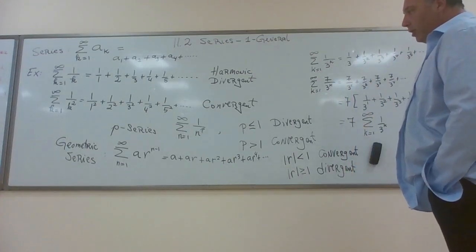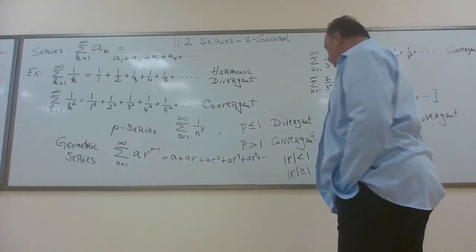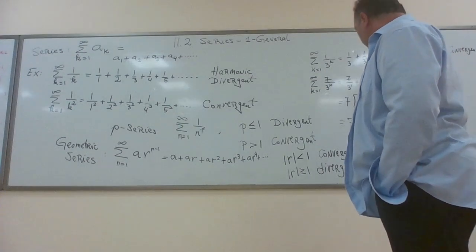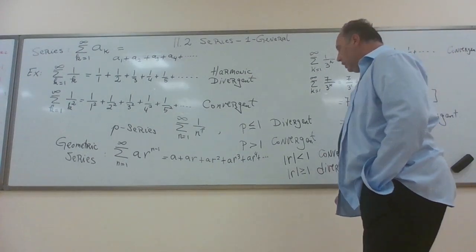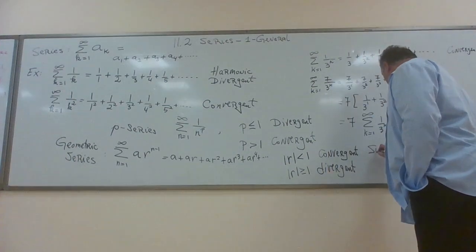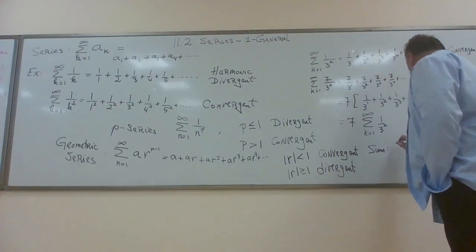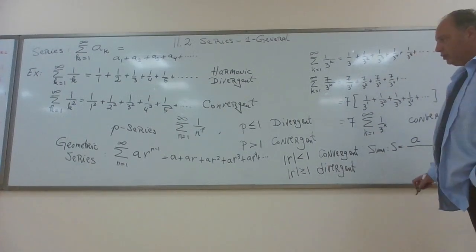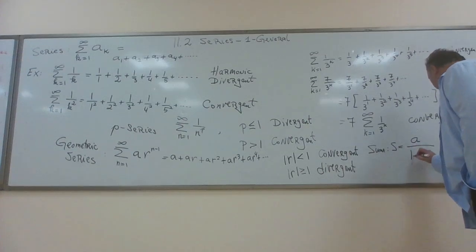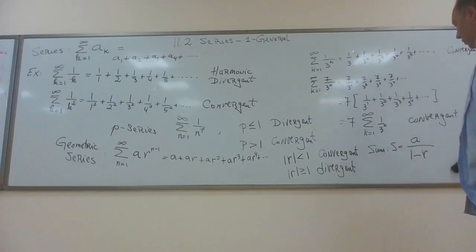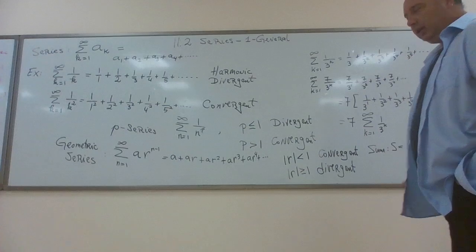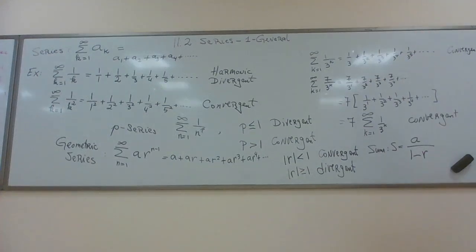Now the good news about geometric series, this is one of the rare cases where we actually have the sum when the series is convergent, and the sum is given by an expression. So the sum S is the first term A, the argument, divided by 1 minus R. So that's when the series is convergent. If the series is divergent, well, then we don't have the sum.